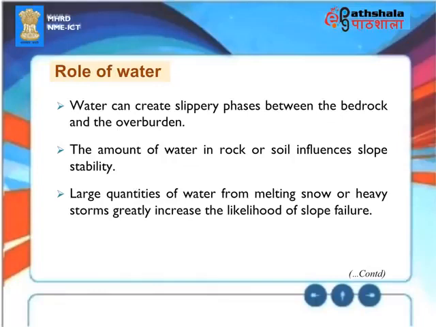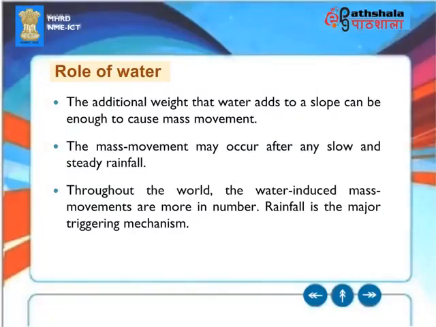Large quantities of water from melting snow or heavy storms greatly increase the likelihood of slope failure. The additional weight that water adds to a slope can be enough to cause mass movement. The mass movement may occur after any slow and steady rainfall. Throughout the world, the water-induced mass movements are more in number. Rainfall is the major triggering mechanism.